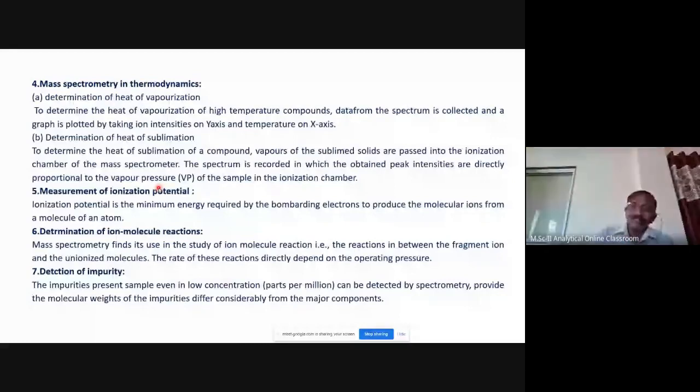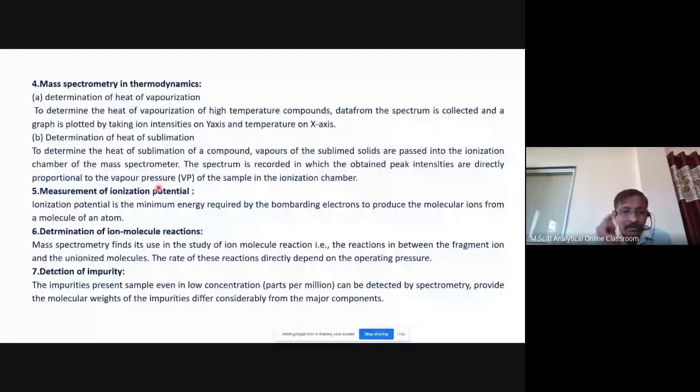Then we can find out the ionization potential, that is, the minimum energy required by a bombarding electron to produce the molecular ion from the molecules or atoms. So that is very important to measure the ionization potential.